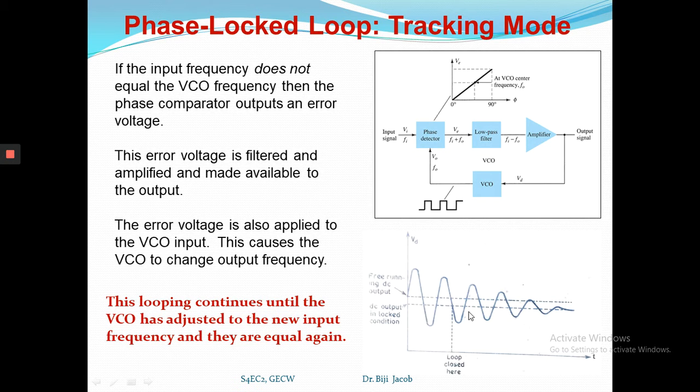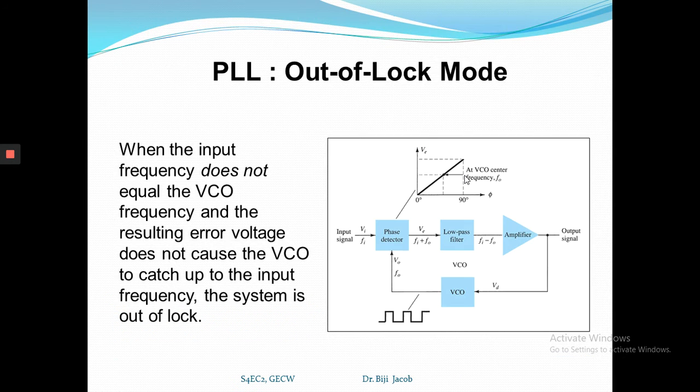So first, the PLL has to track the input signal, and once it is tracked, it will be under the lock condition. So it has a pulling time, the minimum time required for the VCO frequency to become exactly equal to the input frequency. Then in the case of out-of-lock mode, when the input frequency does not equal the VCO frequency and the resulting error voltage does not cause the VCO to catch up with the input frequency, the system is out of lock. This is the condition when the input frequency is far away from the VCO frequency.